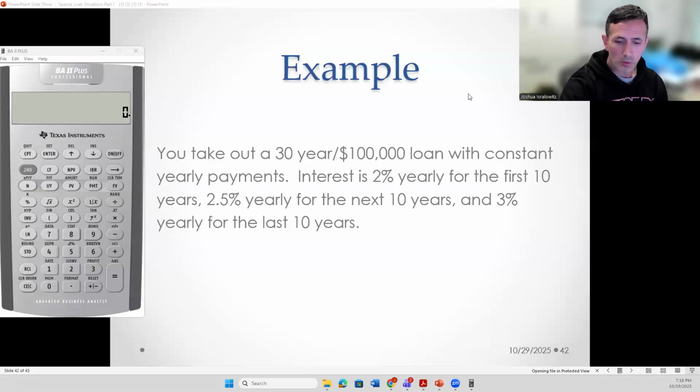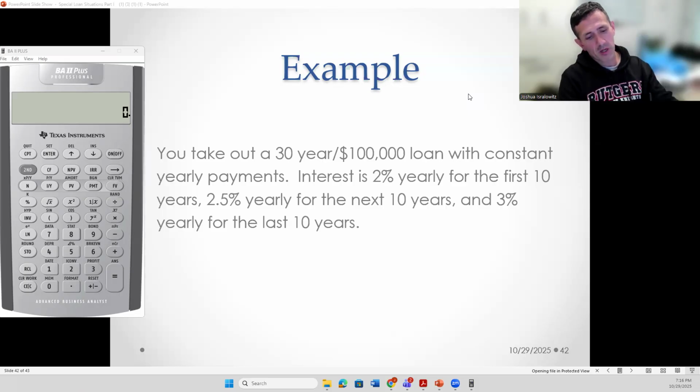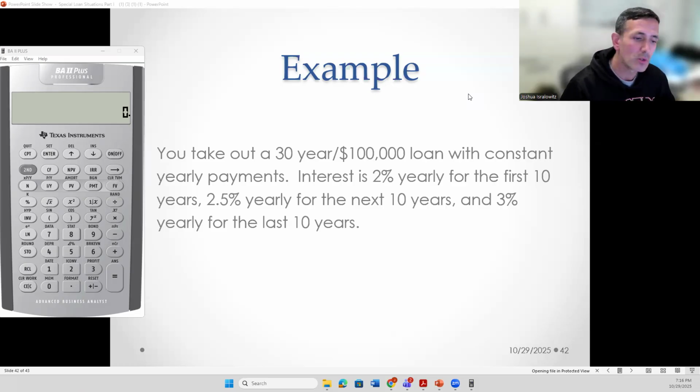Hello, everyone. What I want to do is one final example that I added to the end of the Special Loan Situations Part One PowerPoint. It's a bit of a pain, but it illustrates where you need to be a little careful using our retrospective and prospective simplified formulas when we have constant payments and a constant interest rate, either for the first couple of periods, or the last couple of periods.